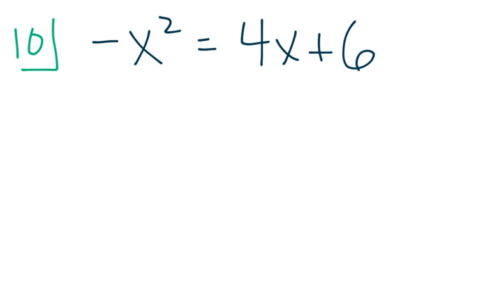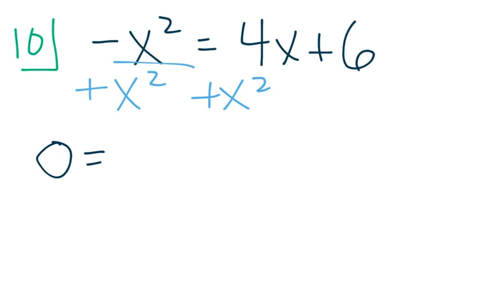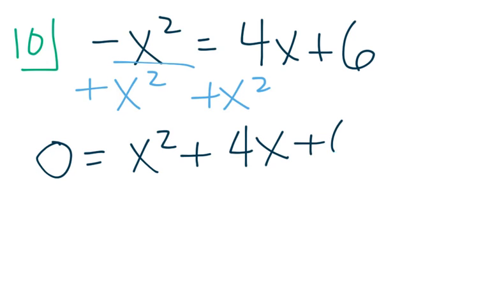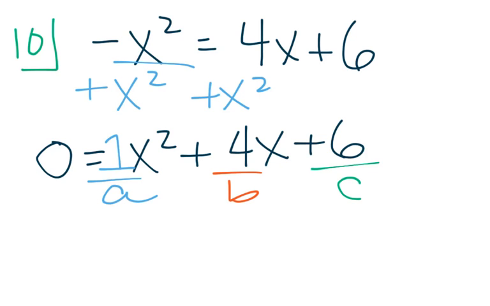So this is your answer. Now we have negative x squared equals 4x plus 6. But don't forget that we want this equation to equal 0. So we're going to add x squared to both sides so that there's nothing on this side of the equal sign. So we have 0 equals x squared plus 4x plus 6. So a is 1, b is 4, and c is 6.